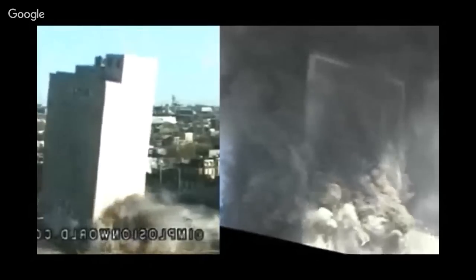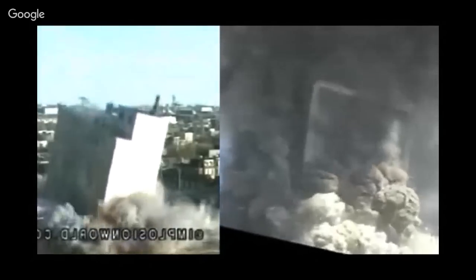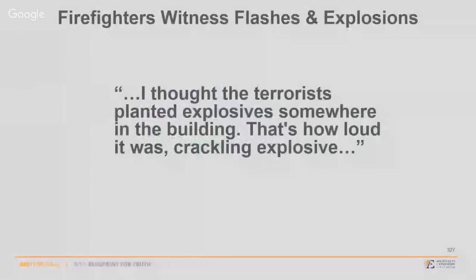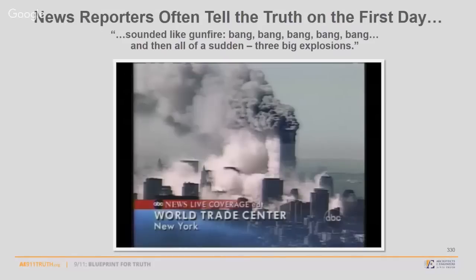Especially since fire, the basic reason for this building's collapse, has never brought down a skyscraper, ever, as we saw last week. I thought the terrorists planted explosives somewhere in the building. That's how loud it was, a crackling explosive. Well, let's listen to other eyewitnesses.